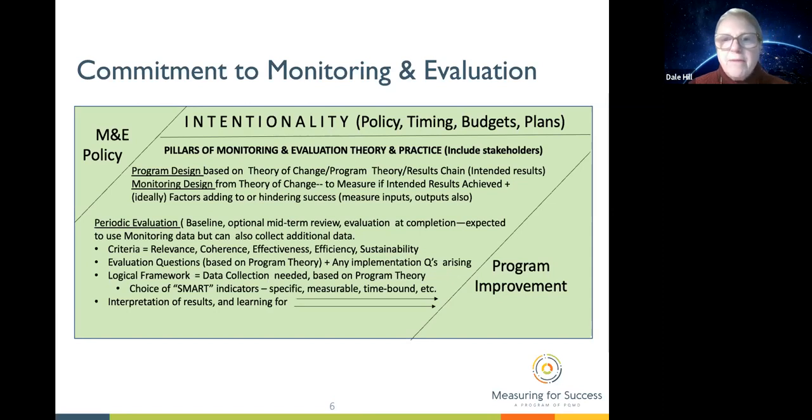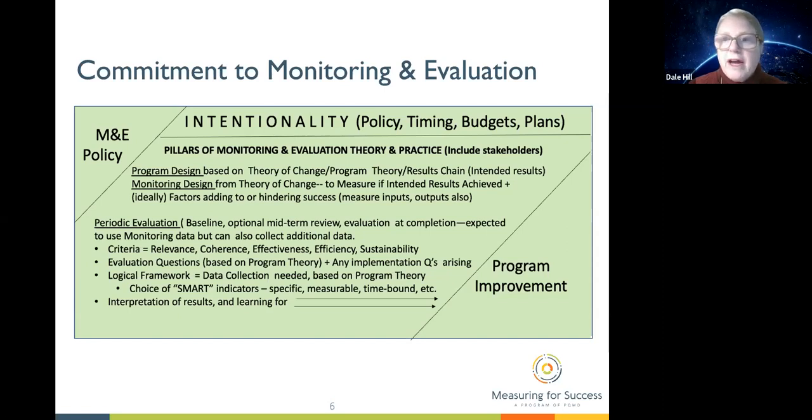And of course, program improvement at the right is what you do with the findings of an evaluation, which is really the reason for an evaluation, program improvement. So the toolkit does cover a lot of tools, or what I call pillars of monitoring and evaluation theory and practice. So I'll just go over them quickly. And of course, it tries to adapt them to the scene of medical product and service donations.